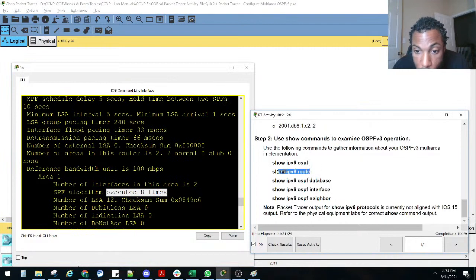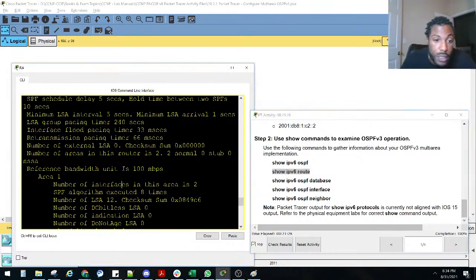What else can we do? Let's do show IPv6 route. We'll run those show commands and we'll call it a night.